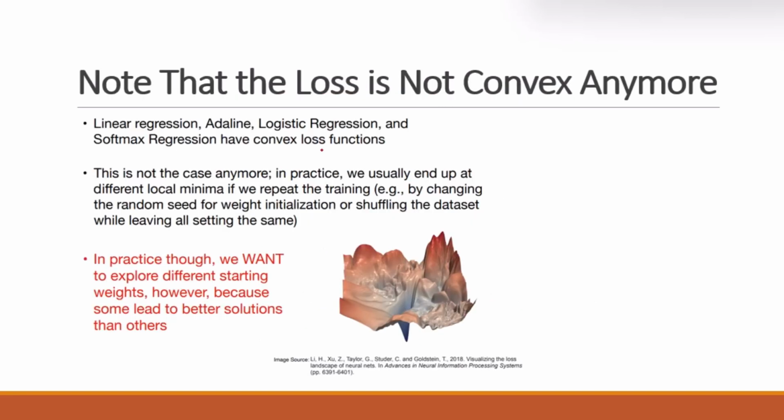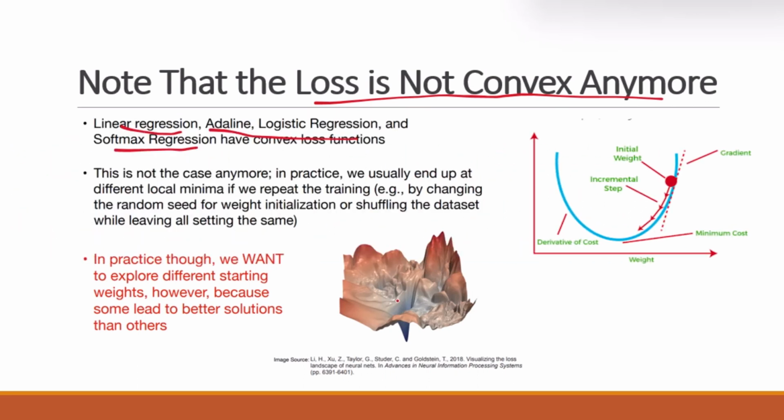Now, another very important point is that in a multilayer perceptron, the loss is not convex anymore. For linear regression, Adaline, logistic regression, and softmax regression, we had convex loss functions. For example, for linear regression, if we recap how the loss looked with respect to one weight, because it's easier to draw, it would be this bowl shape here. Let's say we start with an arbitrary weight value, like weight 0, so the loss would be very high when we start, and then we go down with gradient descent until we reach this global minimum.